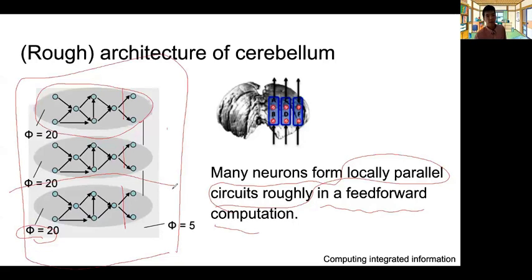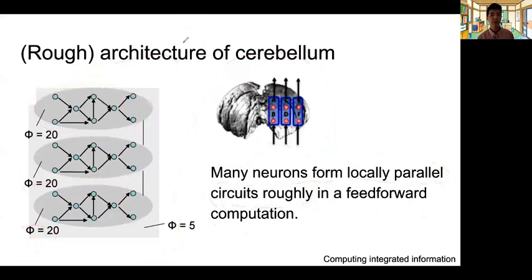And this results in a prediction that the cerebellum as a whole, this is an anatomical picture of the cerebellum, should generate really minimum integrated information. And therefore, it has minimum influence on consciousness, roughly speaking.